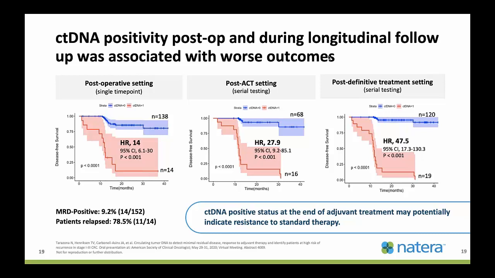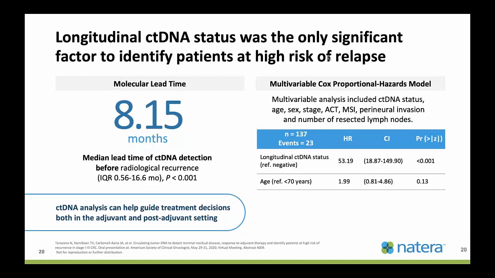The third Kaplan-Meier curve on the right includes all patients, including patients who underwent and didn't undergo chemotherapy, whether it be by patient or physician choice or recommendation. Notice here that the hazard ratio was 47.5. We also looked at lead time, and longitudinal ctDNA status was associated with a lead time of 8.15 months. So in general, these results show that a positive Signatera result is indicative of micrometastatic disease that is destined to relapse within a follow-up.